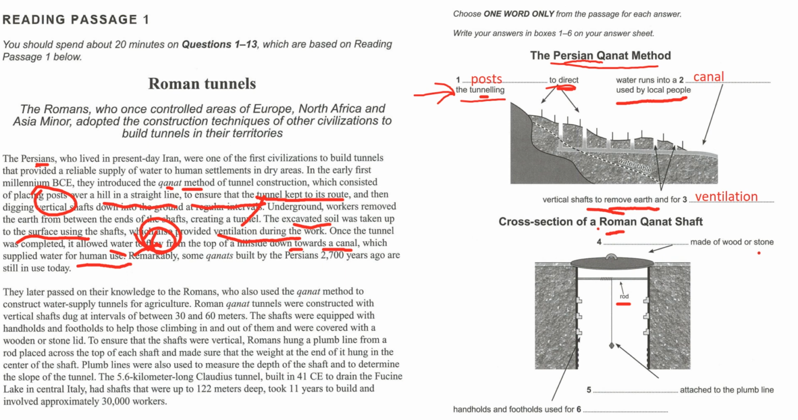Number 4, made of wood or stone. So maybe they're referring to this thing that is made of wood or stone. So I need to look for wood or stone or something that is similar to it. So let's go through this very quickly. I'm still looking. Okay, here's wood or stone. Okay, and here's the word lid.